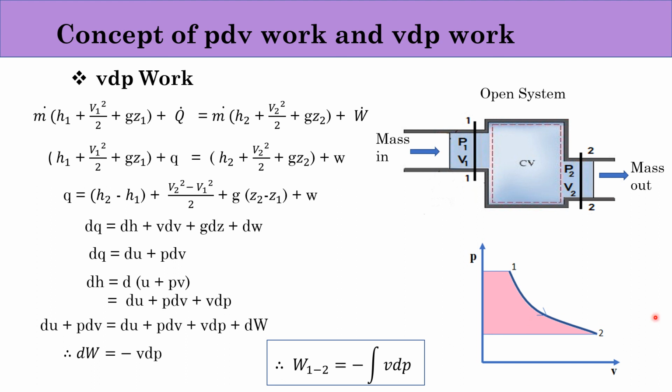Hope you understood. Work done in a closed system is pdV work, and work done in an open system is VdP work. So thank you for watching. Hope your concept of pdV work and VdP work is clear by this video. Thank you for watching the video.